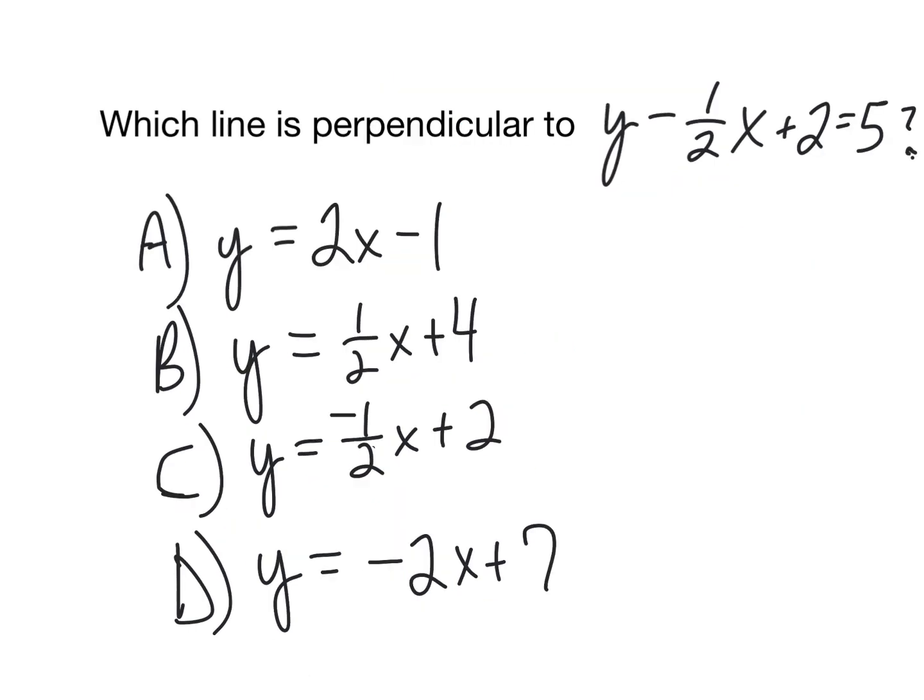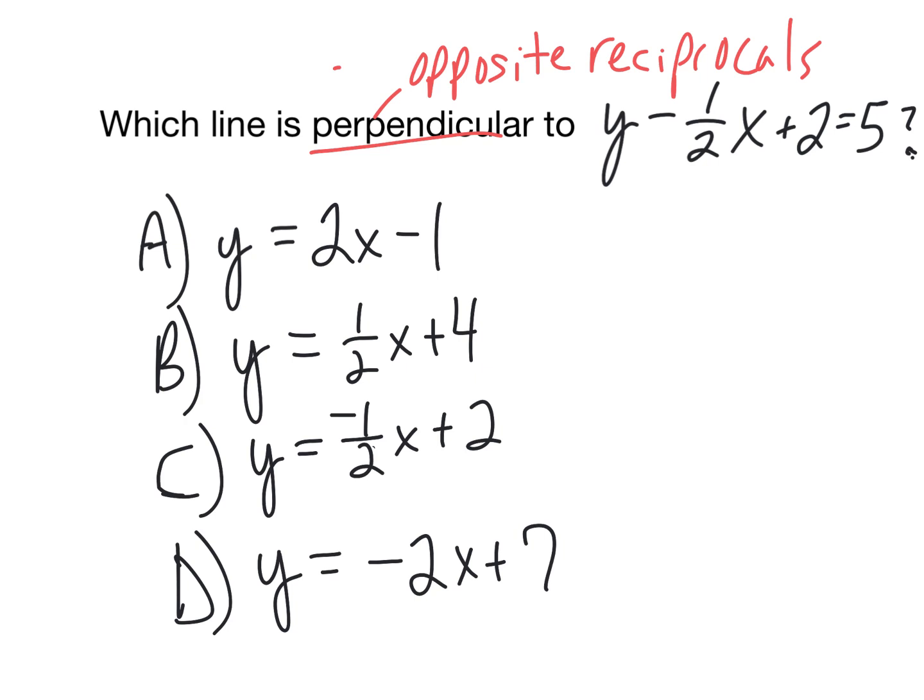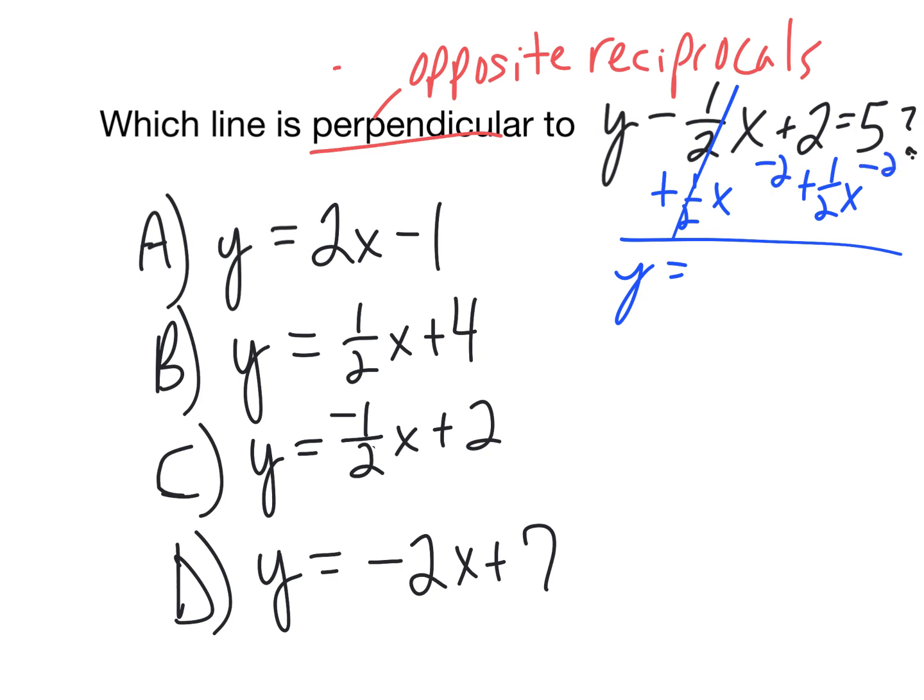In this problem, we are trying to figure out which line is perpendicular to this other line. For perpendicular lines, the slopes are opposite reciprocals, or negative reciprocals, of each other. So for this first one, we would first need to solve for y. You could subtract 2 here as well, but the main thing is the x part. So this slope is 1/2.